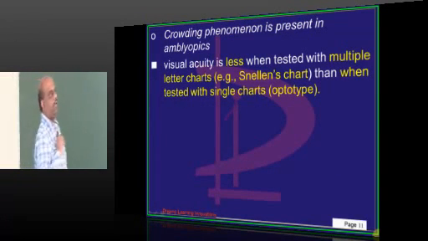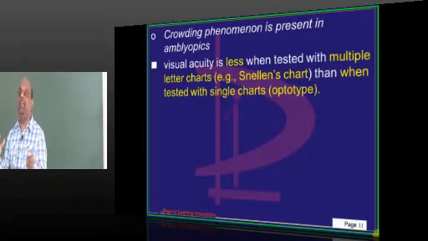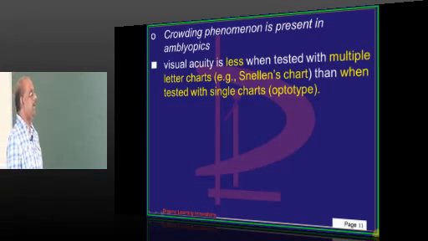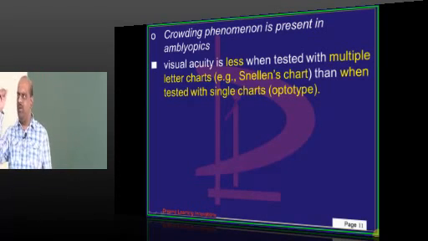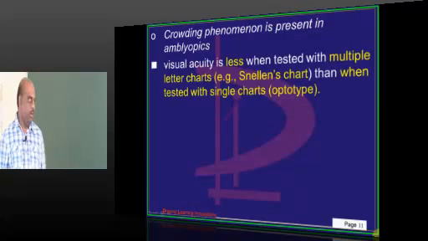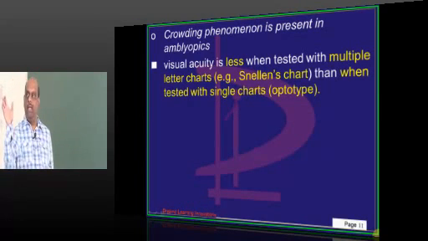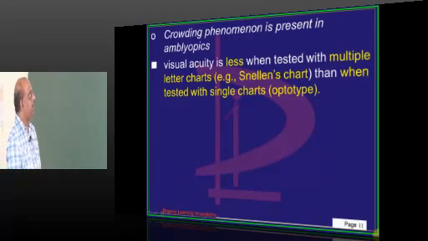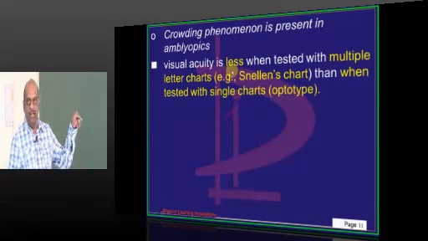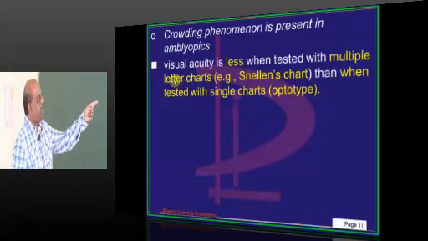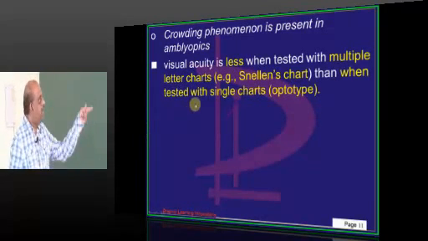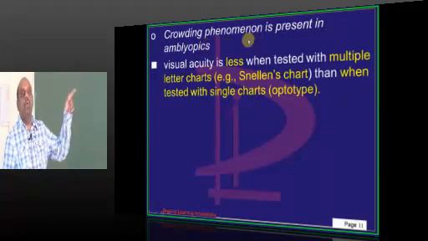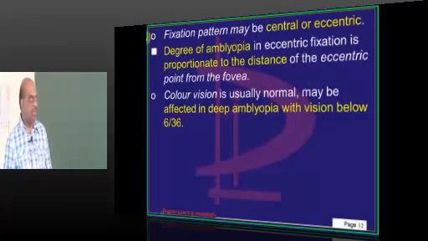Then a very important phenomenon is called the crowding phenomenon in case of amblyopias. So what is the crowding phenomenon? You can check visual acuity using a Snellen chart. You can also use single letter type charts, optotypes they are called. Visual acuity is much lesser when you test it with a Snellen chart which has multiple letters than when you test it with a single letter, which is called the crowding phenomenon, which is very classical in case of amblyopia.